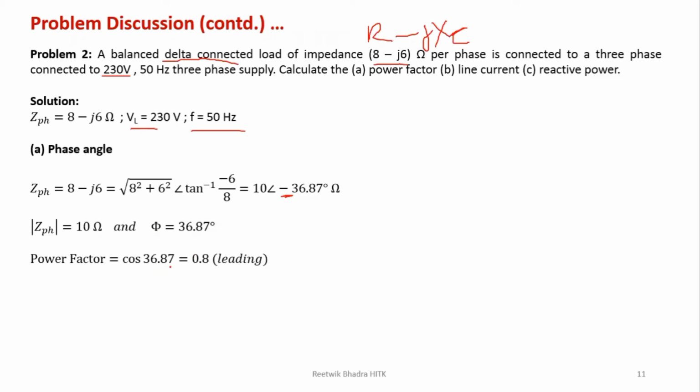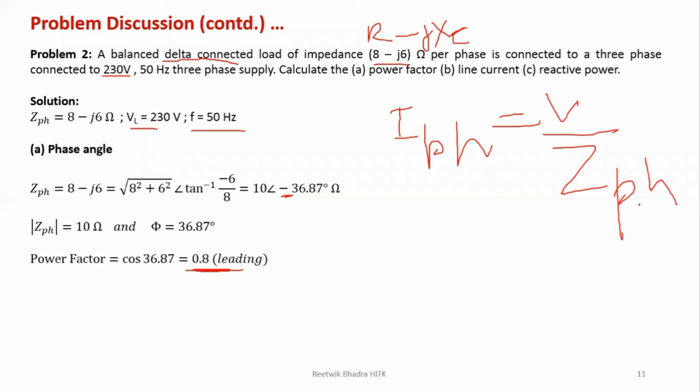So cos of 36.87 gives you 0.8 leading. Why am I taking this as leading? Because I know for a capacitive load, the current leads, so cos of this angle, 0.8, gives a leading power factor. Besides, I just showed you how to calculate IPH equals VPH by ZPH, where ZPH in the denominator has a minus sign.